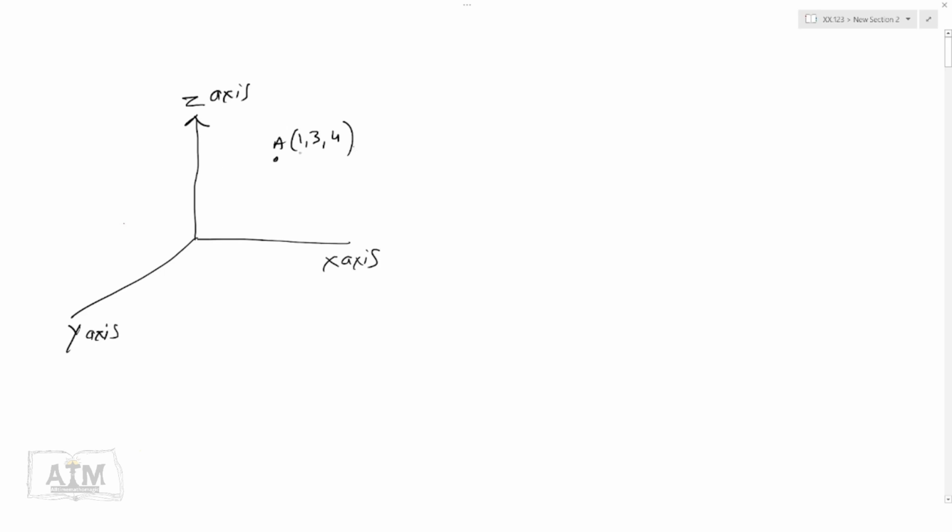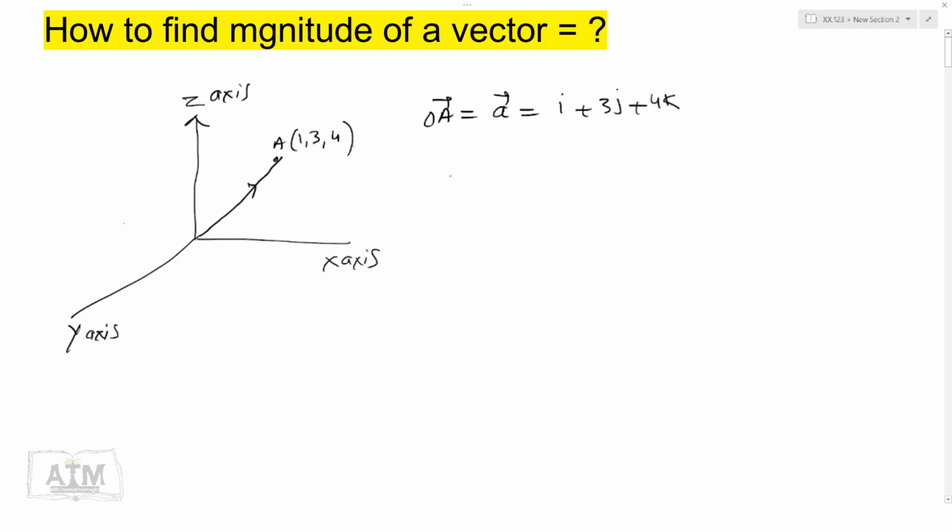Suppose we have a point A whose coordinates are 1, 3, 4. Joining it to the origin, we get the vector OA, which can be denoted by vector A. So that equals i plus 3j plus 4k. In general, any vector can be written as vector A equals A1 i plus A2 j plus A3 k. Actually, it is a cap: A1 i cap, A2 j cap and A3 k cap.